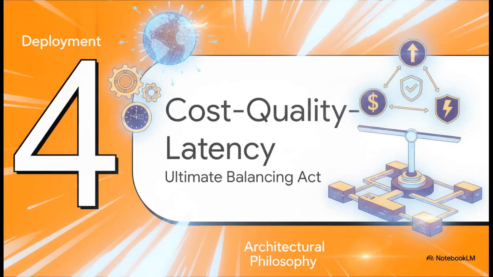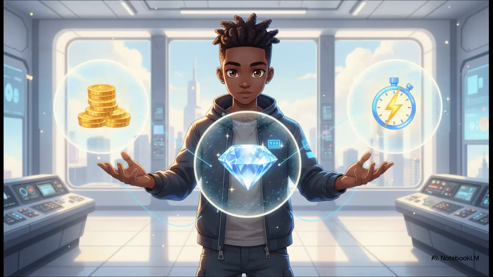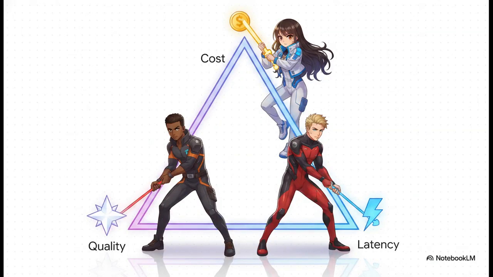Finally, Section 4, the cost-quality-latency triangle, the ultimate balancing act. So you've customized your model, you've evaluated it for safety, and now it's time to deploy. Every single enterprise architect has to juggle the three interconnected pillars of generative AI. Cost, how much you're paying for compute power. Quality, the accuracy and richness of the response. And latency, how fast the user actually gets their answer. You really have to visualize this as a strict triangle. You literally cannot pull one lever without fundamentally impacting the other two.